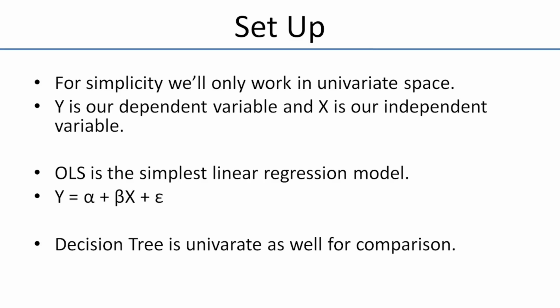Again, OLS is the simplest linear regression model possible, so I'm going to use that. We're not going to deviate into other types of linear regression, but we can assume that y, what we're predicting, is equal to alpha plus beta x plus epsilon, where alpha is the intercept, beta is the coefficient, x is our univariate variable, and epsilon is the error term. Decision trees are univariate as well, so we keep this consistent and compare apples to apples.